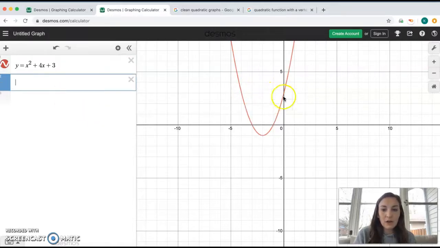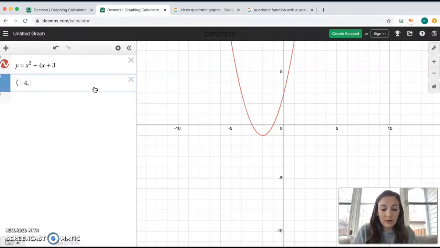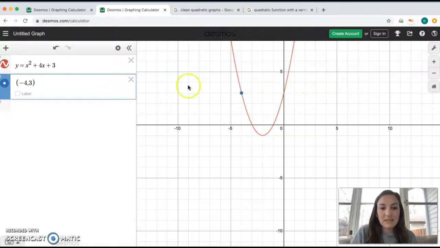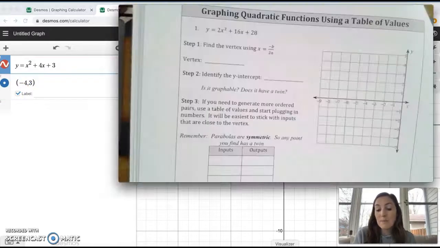So let's see if I graph this point. This is (0, 3). My hope is that this would be (-4, 3). So if I have (-4, 3), let's see, it does in fact perfectly mirror. It is on the line, and they're exactly equidistant from the axis of symmetry with the same y value. So we're going to look at some of our examples today on page 20.